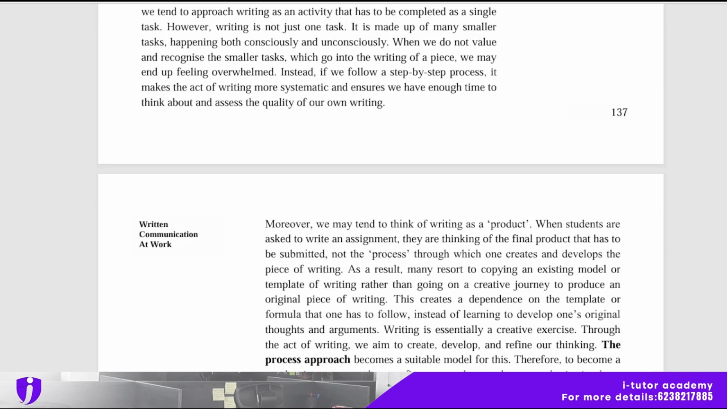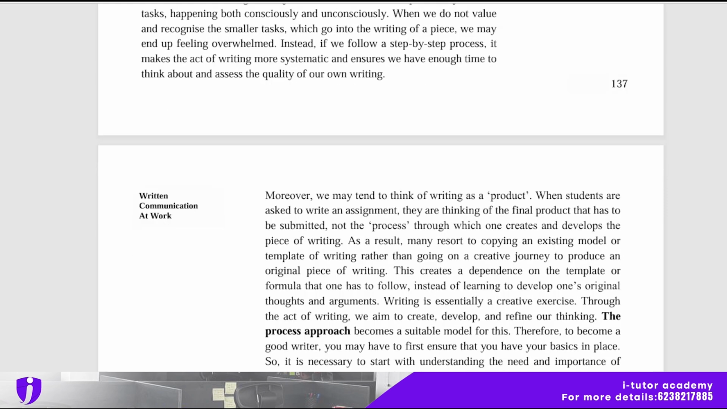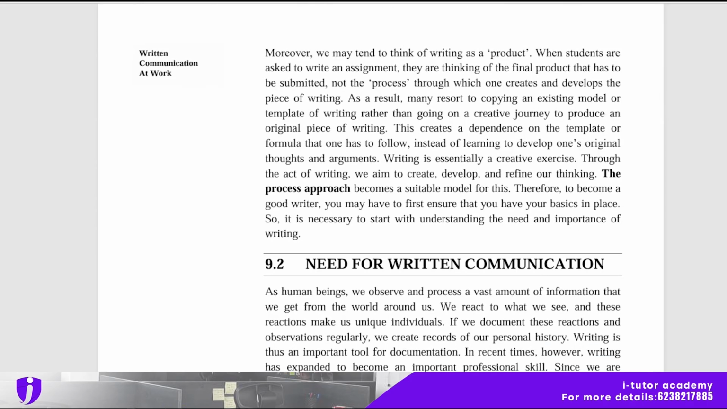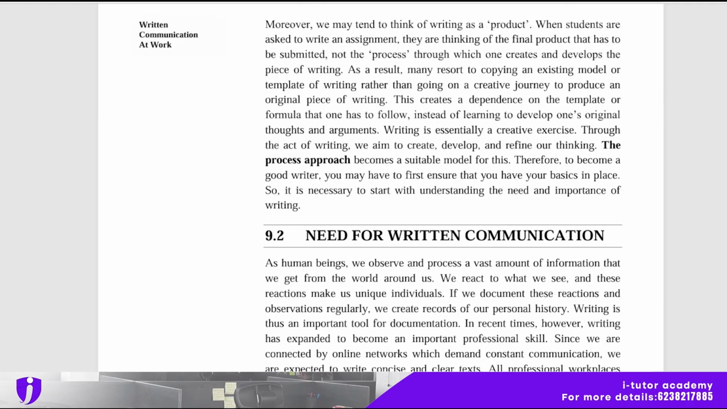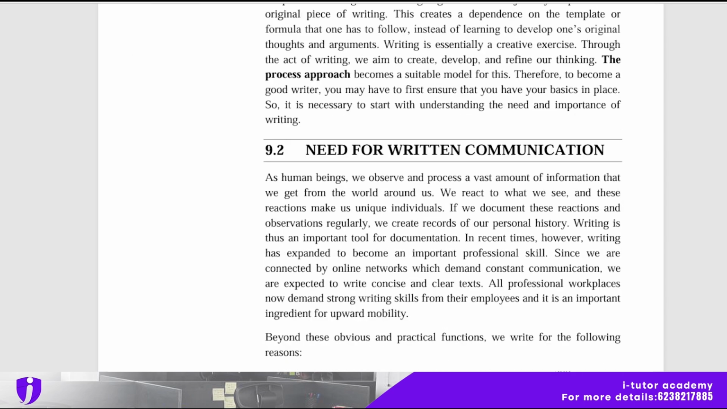Instead, if we follow a step by step process, it makes the act of writing more systematic and ensures we have enough time to think about and assess the quality of our own writing. Through the act of writing, we aim to create, develop and refine our thinking. The process approach becomes a suitable model for this, and therefore to become a good writer, you may have to first ensure that you have your basics in place. So it is necessary to start with understanding the need and importance of writing.